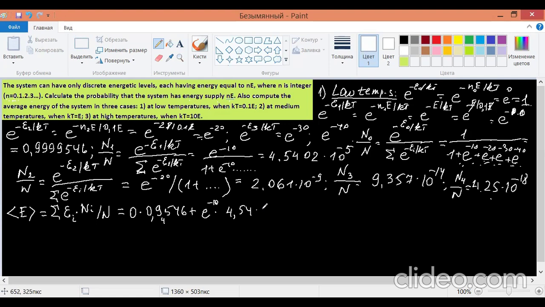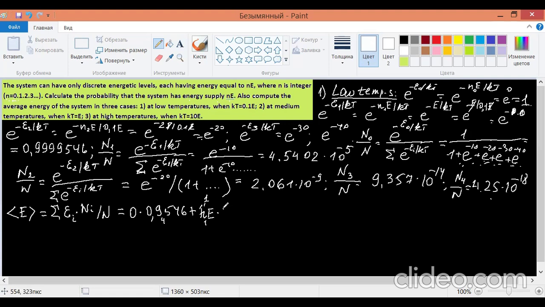I'm sorry, I'm doing something wrong. Of course, no. I'm just writing the energy of that level is equal to n times E, right? And now I'm writing the n, and it's equal to 1, yes? And its Boltzmann factor is equal to, not Boltzmann factor, its population, right?